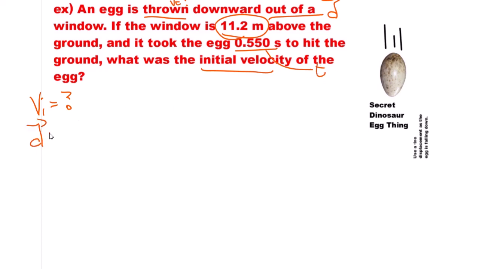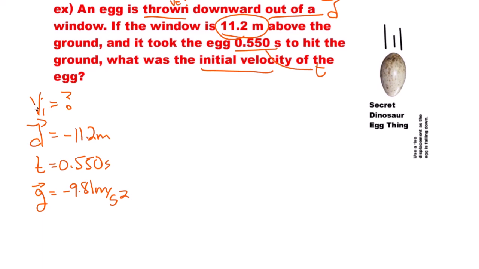So my displacement is negative 11.2 meters. The time it takes, 0.550 seconds. I'm looking for the initial velocity, and we know this is happening on planet Earth, so that means that g is still negative 9.81 meters per second squared.